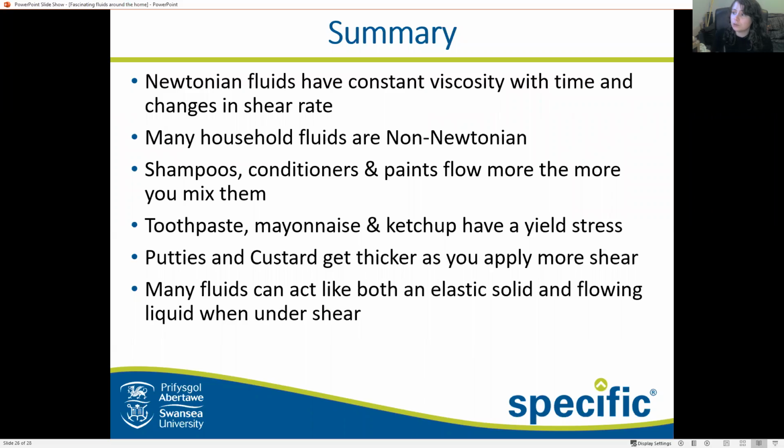So things like shampoos, conditioners, and paints will flow more the more readily you mix them, so the faster you mix them. Things like toothpaste, mayonnaise, and ketchup have a yield stress, after which point they will flow. Putties and custard and potato starch become thicker as you apply more shear. And many other fluids can act like both an elastic solid or a flowing liquid according to how you treat them.